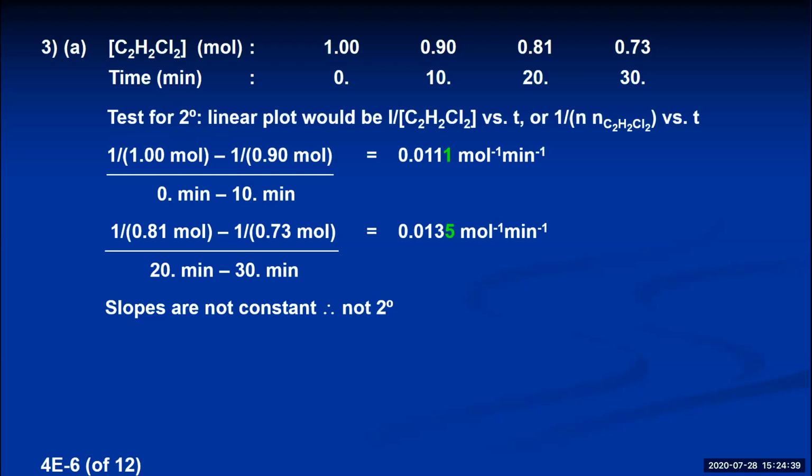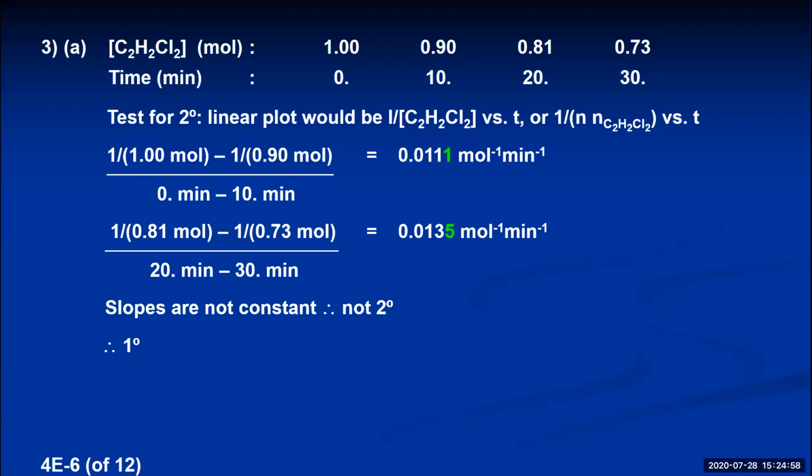So out of the 3 tests I did, 0, first, and second, the data that gave me closest to the same slope for the points I tested was the first order. So therefore we can conclude that this reaction must be first order with respect to the trans C2H2Cl2.